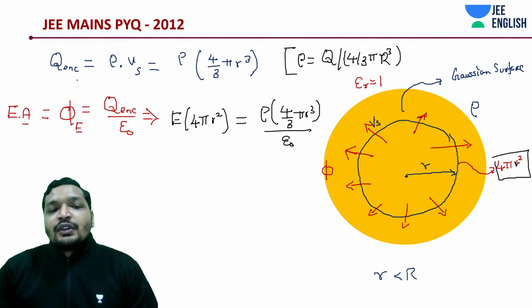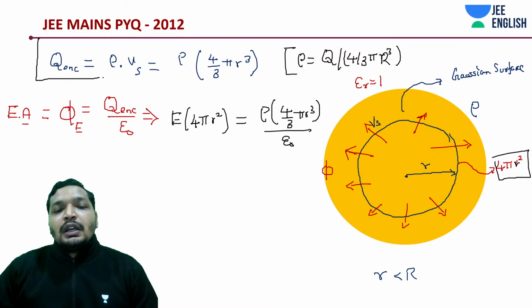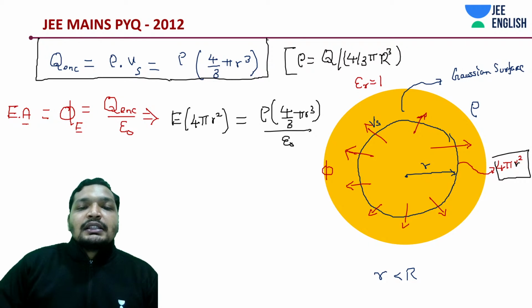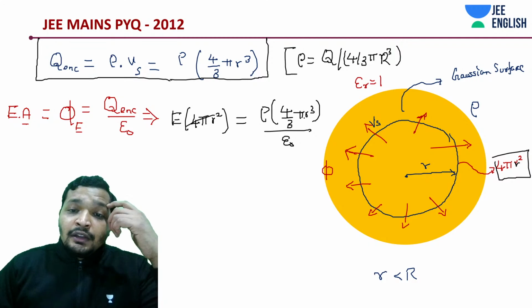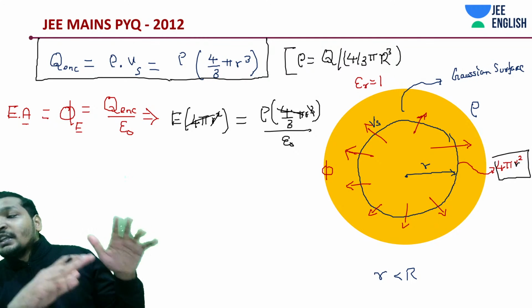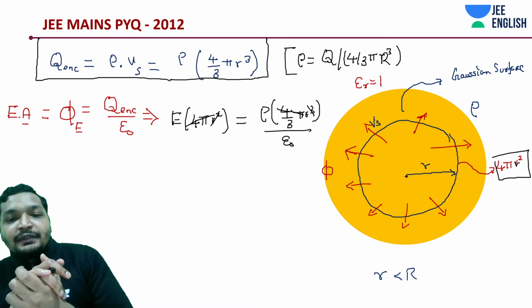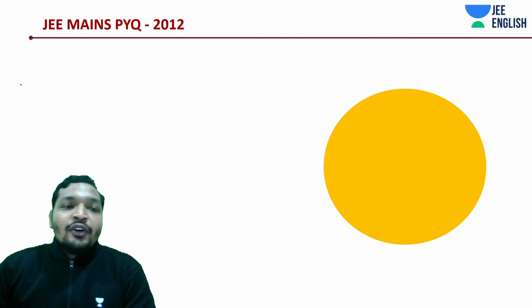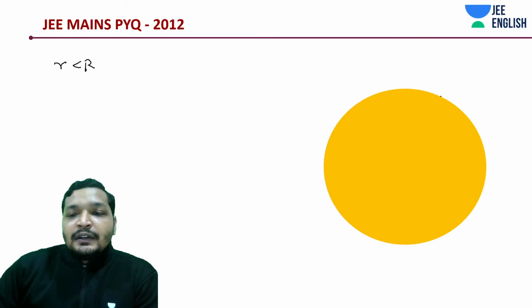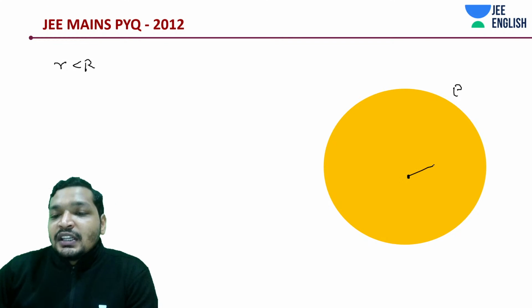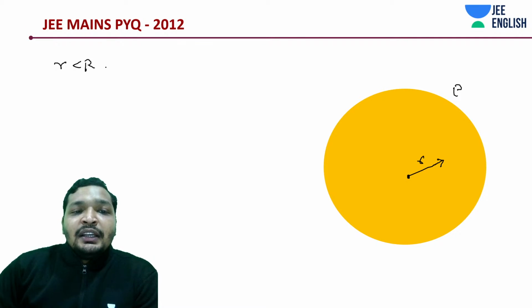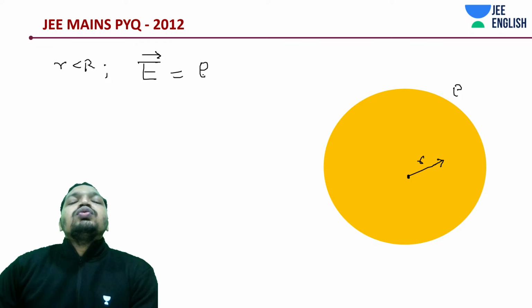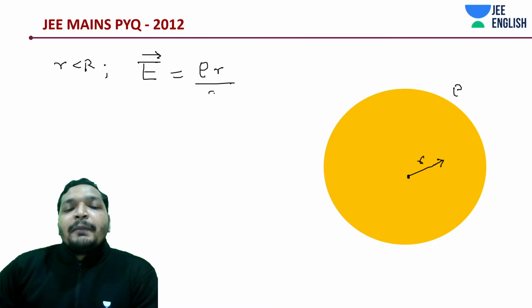This is the charge enclosed. From here you'll be getting, trust me, it's a simple problem. You can cancel out 4 pi, you can cancel out r square. So should it be a non-linear or a linear function? It should be a linear function. So there you go. For r less than R, given a uniform charge density, the electric field should be rho times r divided by 3 epsilon.